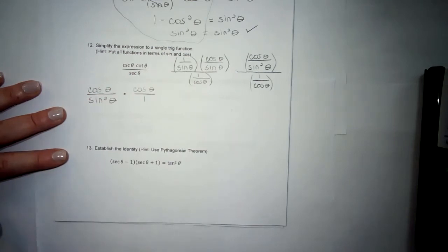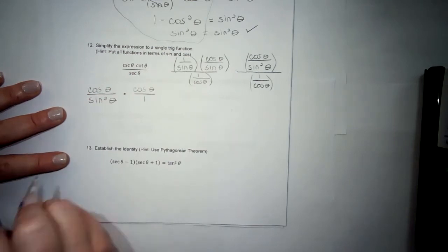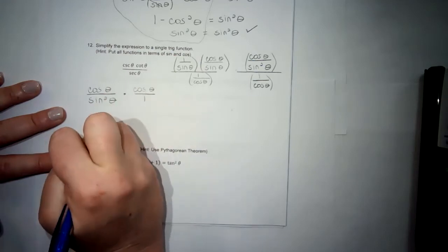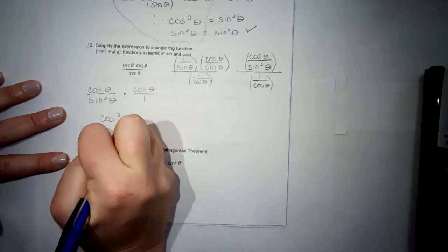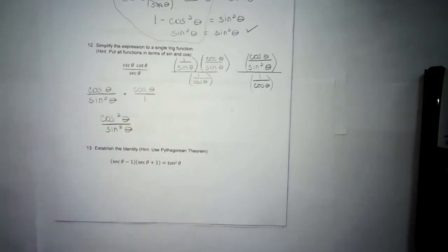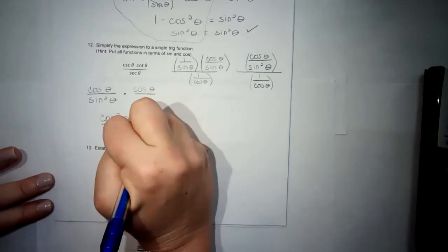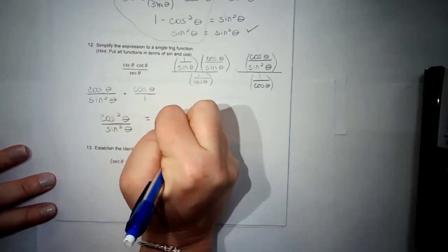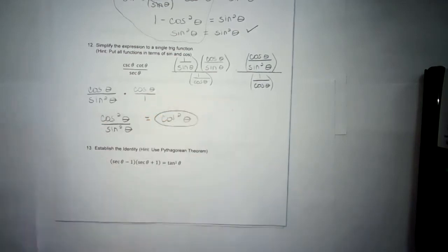Okay, let's keep going. Let's make it one little chunk. What's cosine times cosine? Cosine squared theta. And now it's over sine squared theta. All right, we want to end up with one trig function. Now it can be a squared function, but we only want one word. Perfect. So our answer is going to be cotangent squared theta. That's going to be our answer.